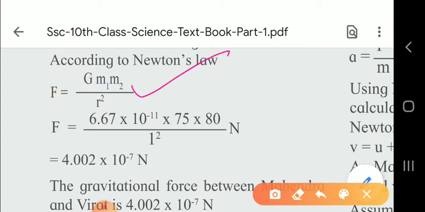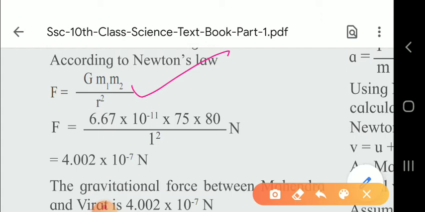This is the formula. And G here is 6.67 into 10 raised to minus 11, into m1 which is 75 kg, into m2 which is 80 kg, upon 1 square. So it will become 4.002 into 10 raised to minus 7. How? Because of 6.67, the 2 zeros will be there, 1 zero is here, and 1 point they have increased. So that way it will become 4.002 into 10 raised to minus 7. The gravitational force between Mahendra and Virat is 4.002 into 10 raised to minus 7 Newton. This is a very small force.